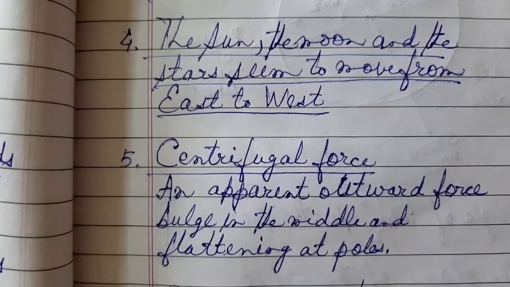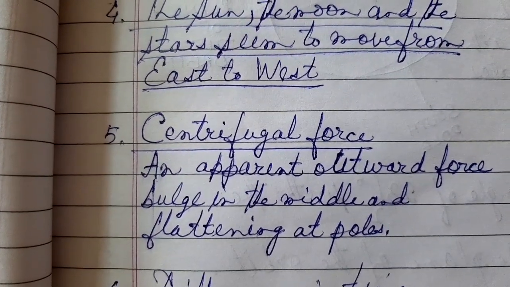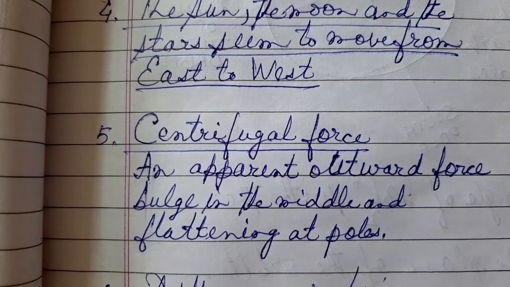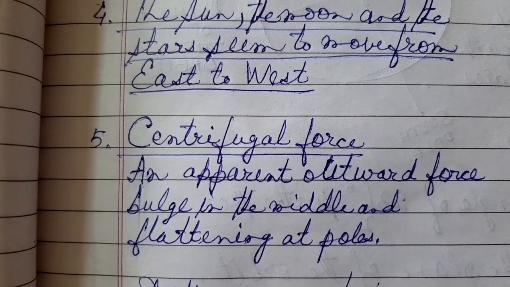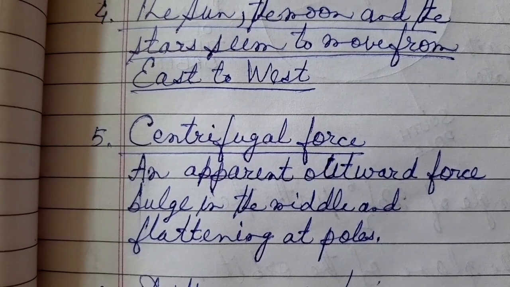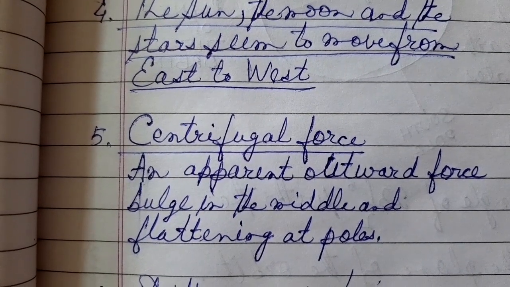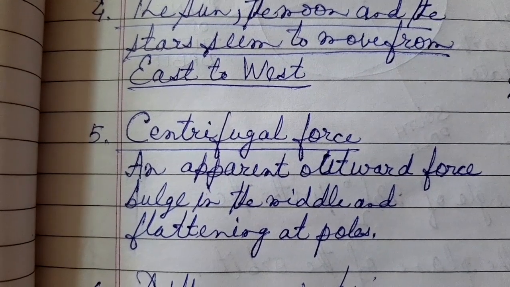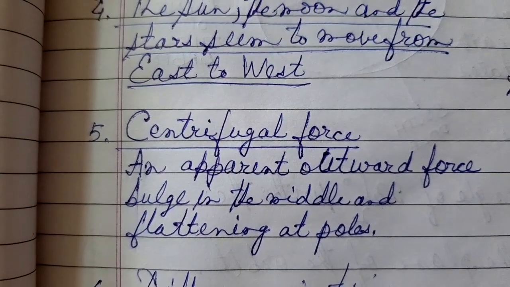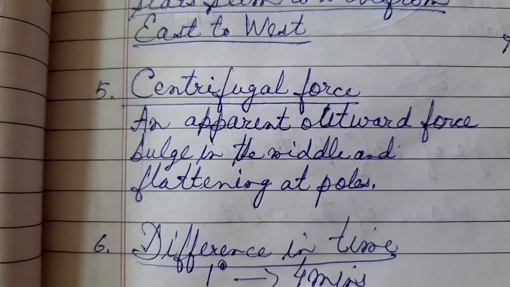Next effect is the centrifugal force. Now this is an apparent outward force which is experienced by any object on the earth due to the high speed of rotation. And because of the high speed of rotation of the earth, there is a bulge in the middle and flattening at the poles.